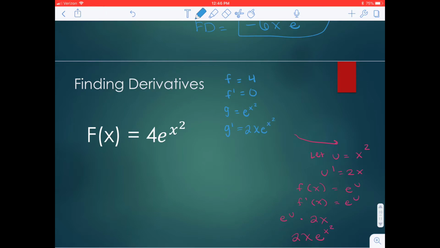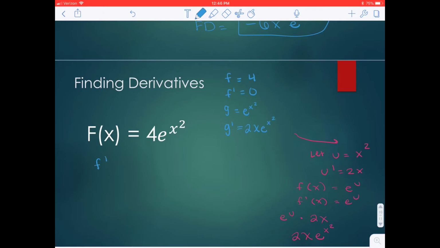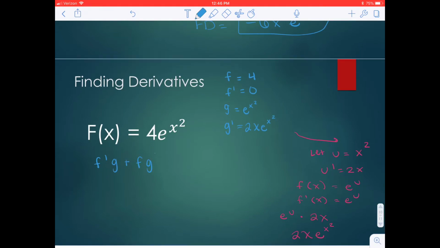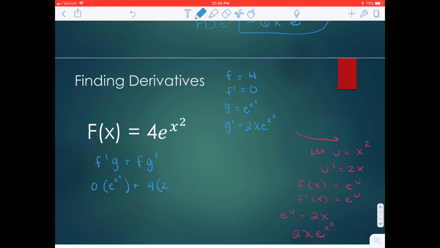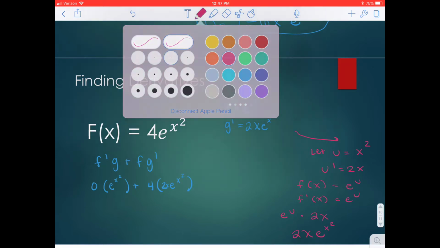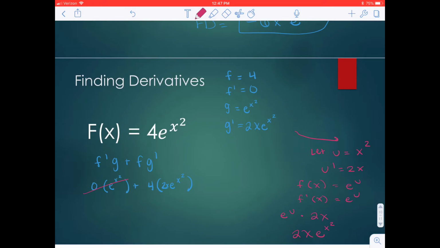So product rule states f prime g plus f g prime. That is 0 times e to the x squared plus 4 times 2x e to the x squared. And the first term is going to go away because that's 0. 4 times 2 is 8x e to the x squared. And that represents my final derivative.